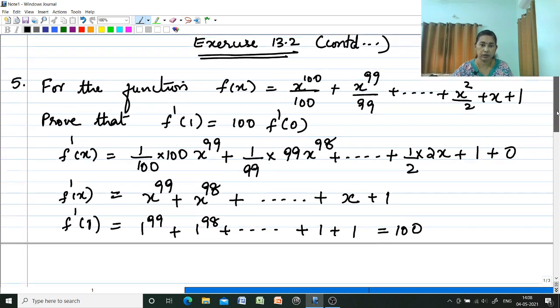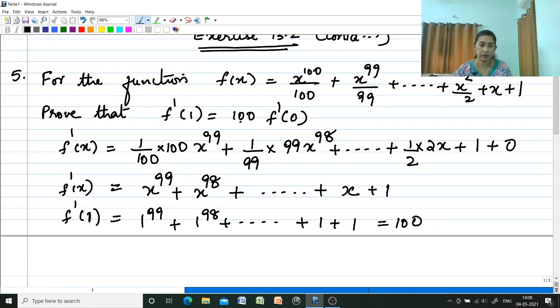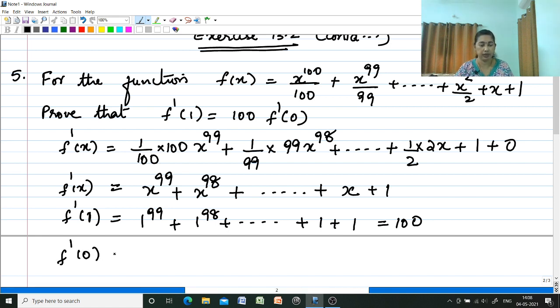Now second we have to show that 100 into f dash 0 is equal to f dash 1. So what is f dash 0? F dash 0 means put 0 instead of x. So if you are giving 0 instead of x, all these terms will become 0. Only 1 remains. So f dash 0 is 1.